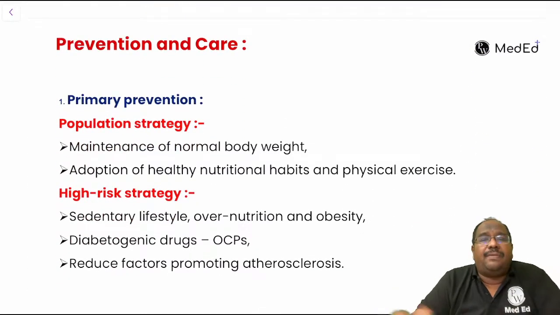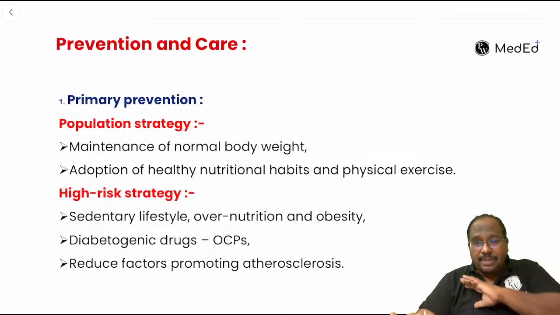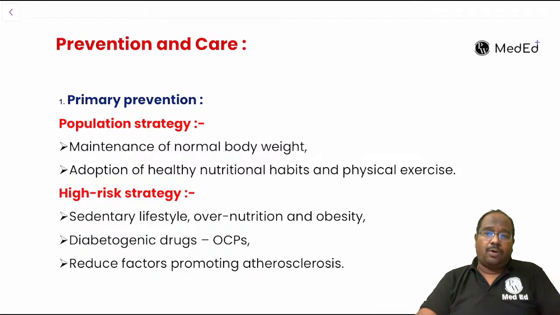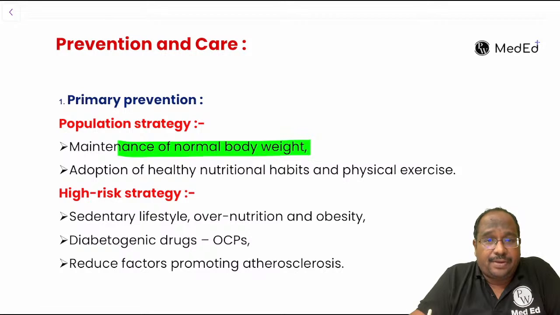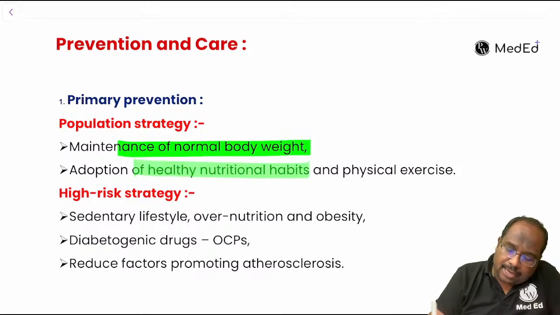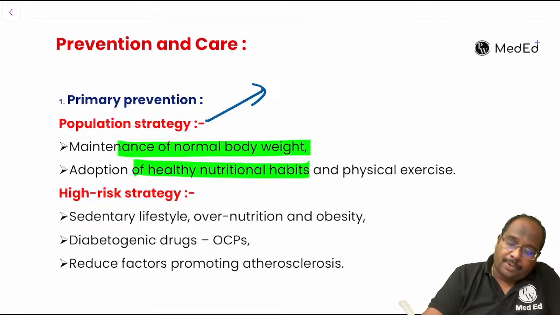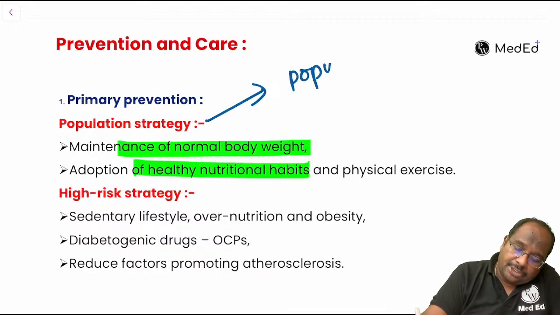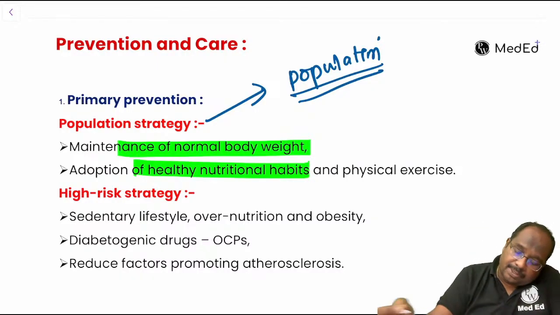What can you do for prevention and control? In primary prevention, that means before the disease, for the whole population you can advise maintenance of normal weight and healthy nutritional habits. These are population strategies, focusing on the whole population. Then what is the high risk strategy? You identify high risk people.